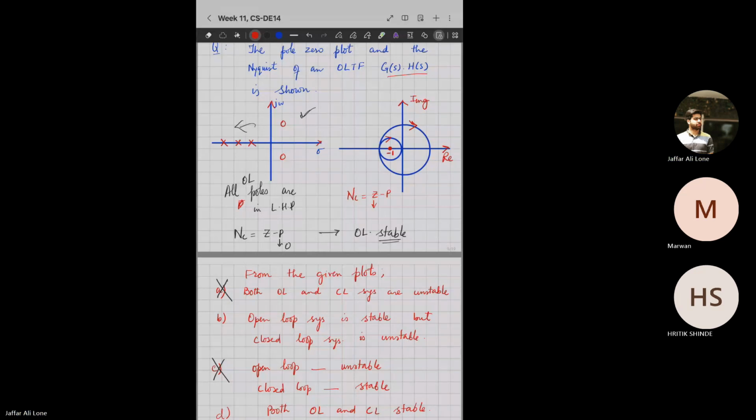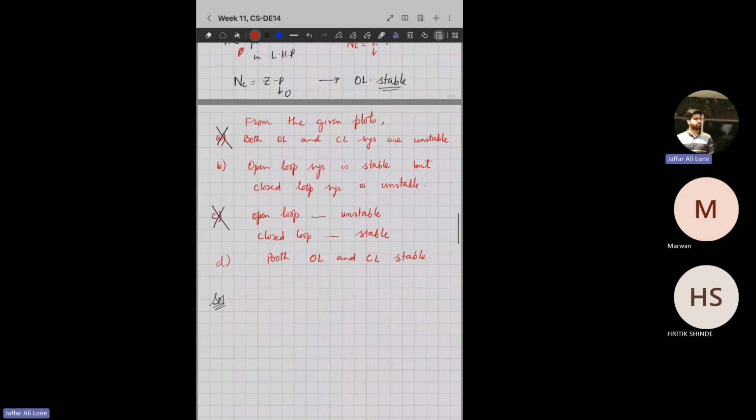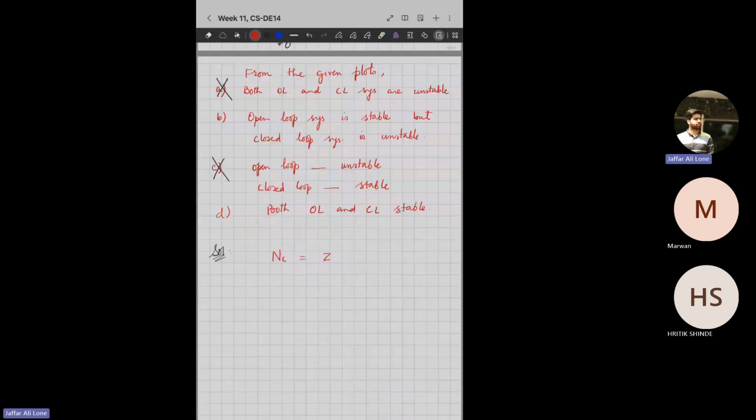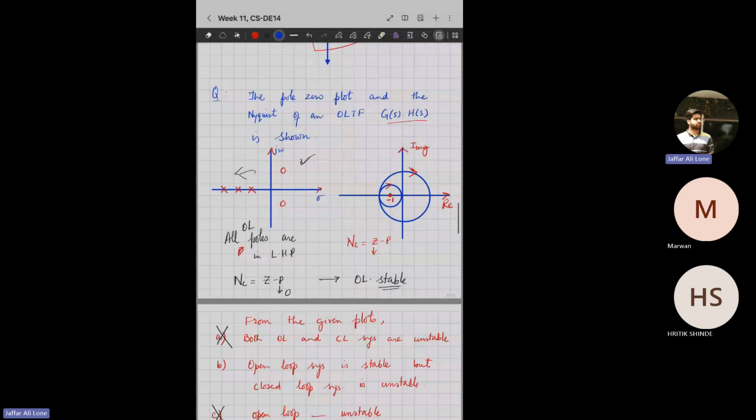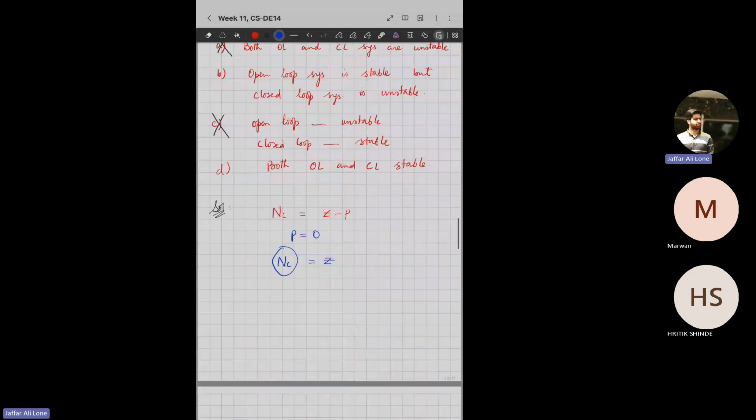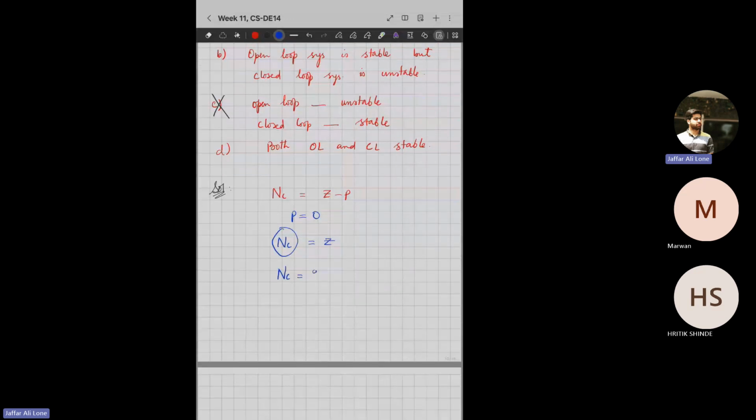Now see, NC is equal to Z minus P. P is 0, so NC is equal to Z. NC I can find from the Nyquist plot. There are two encirclements of the point -1, 0. One encirclement is this, the other encirclement is this, and both are in the clockwise direction. That means my NC is equal to 2 because they are clockwise. It implies my Z is equal to 2.